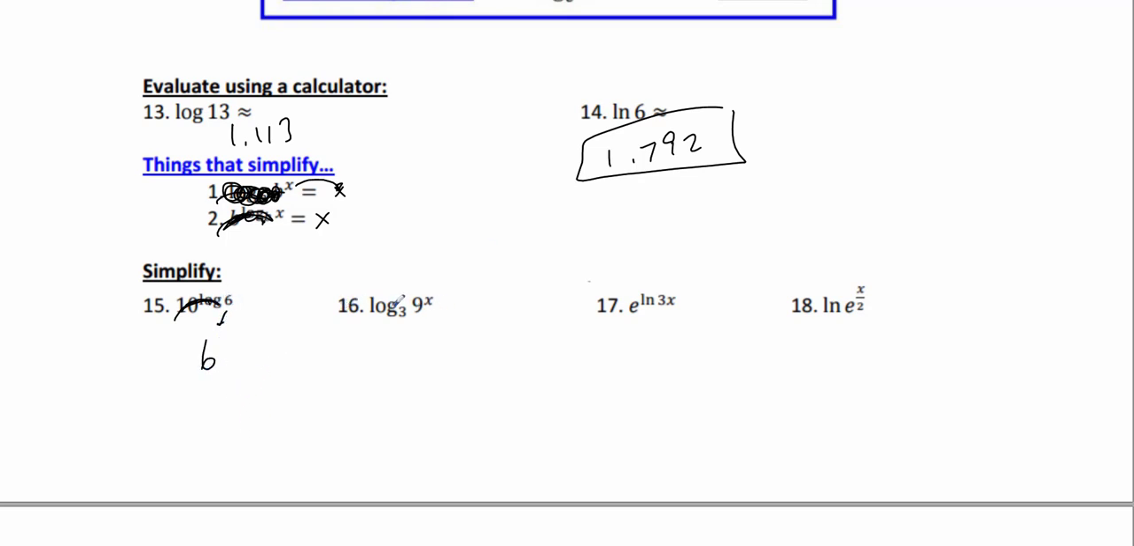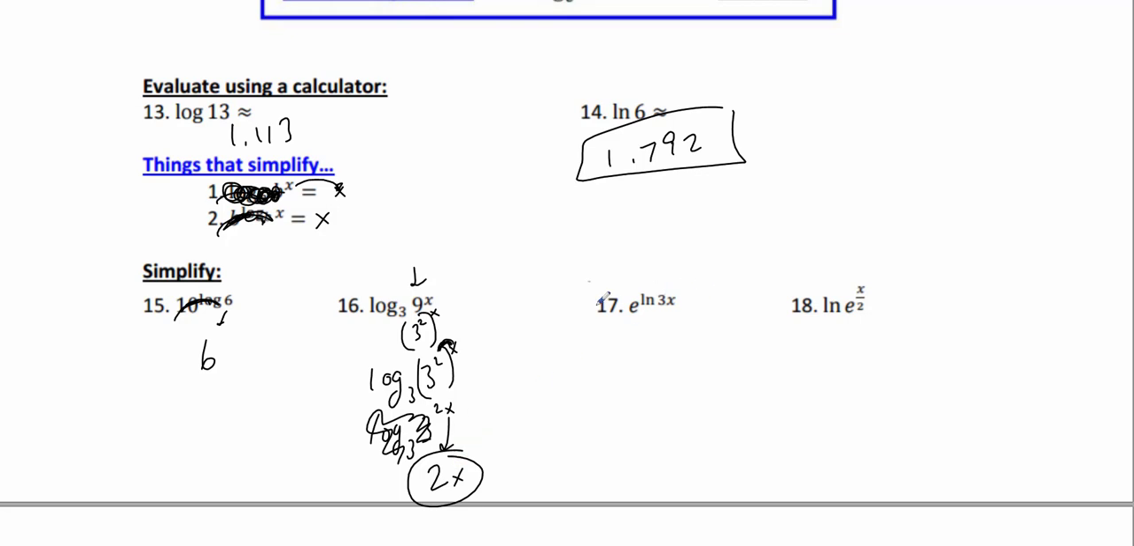Number 16. Well, this log base 3 of 9 to the x, well, this isn't a 3, but can I make this a 3? Well, yeah, I can. It's really 3 squared, right? And then all of that to the x power. So let me rewrite this. It's log base 3 of 3 squared raised to the x. Well, what happens? These two get multiplied together, so it's really log base 3 of 3 to the 2x. But now it's log base 3 of 3, so those cancel, and then the 2x drops down as your answer.